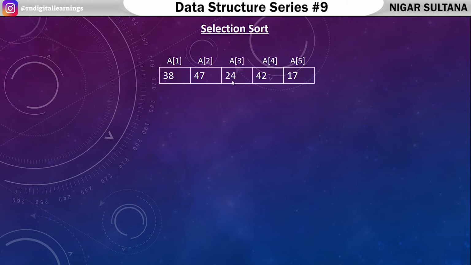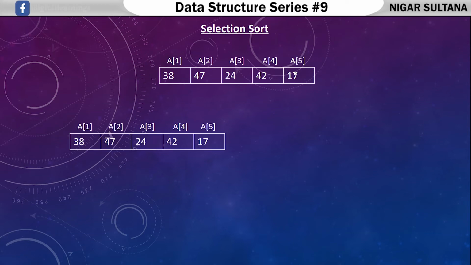Now, this 24 will be compared with the next element, 42. When we compare this, 24 itself is the smaller one, then we will leave this position and move to the next position. Is 24 smaller than 17? No, 17 is the smaller one. What we will do, when we get a smaller value of an array, we will take the smaller value and place it in the first position. So this 38 and 17 will be swapped.